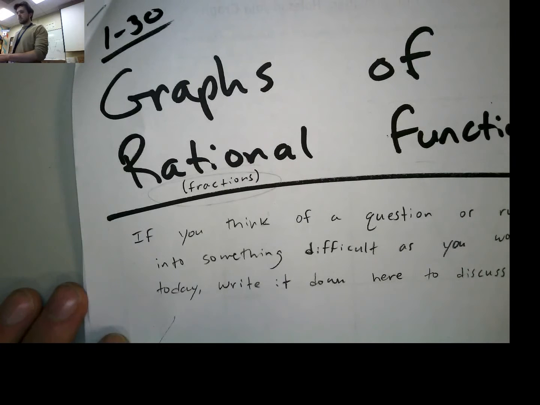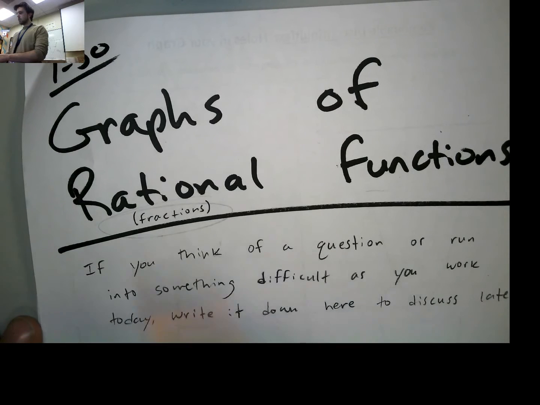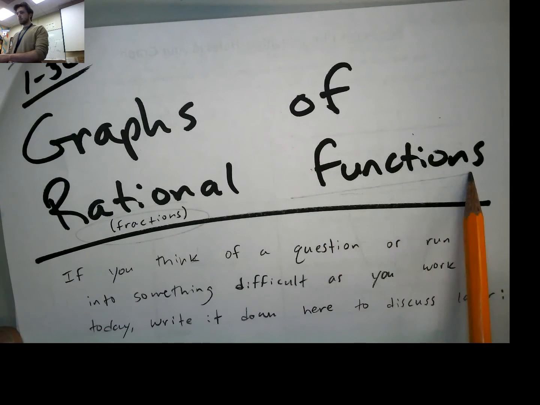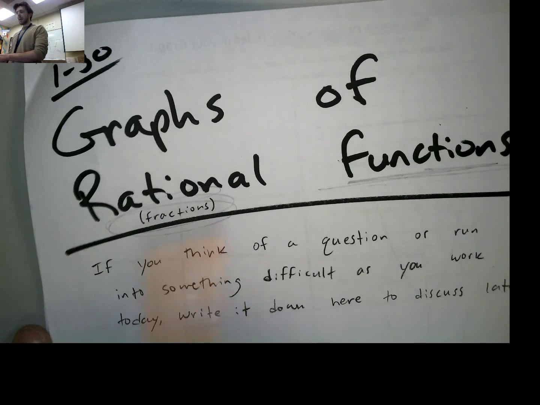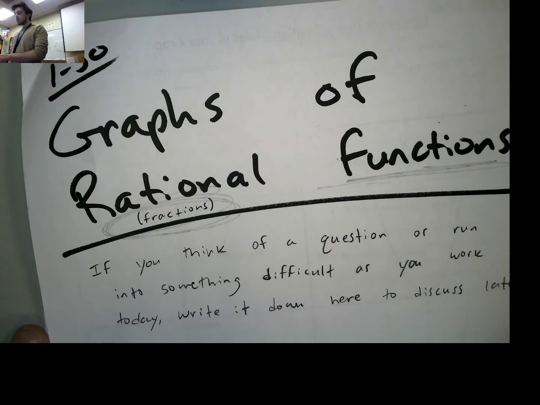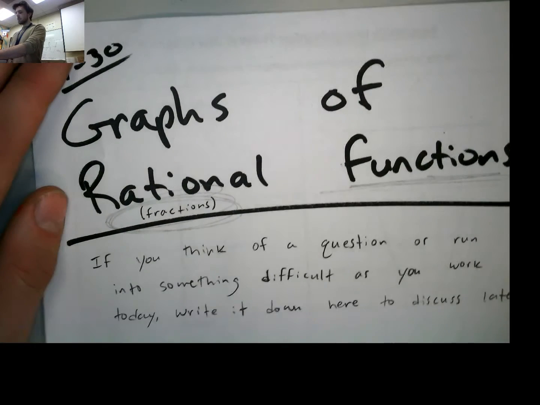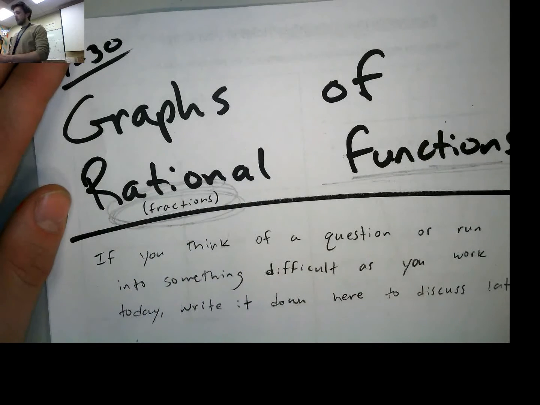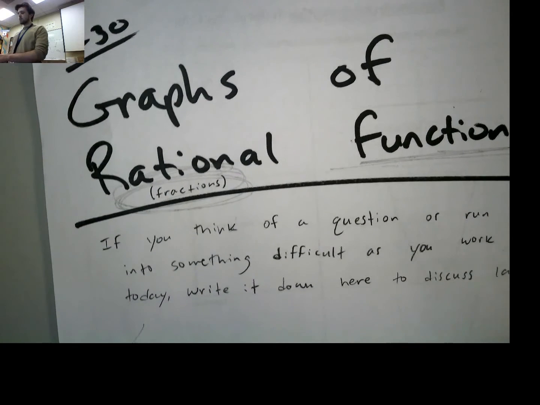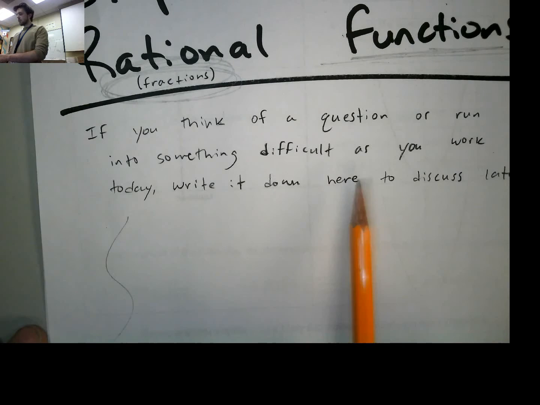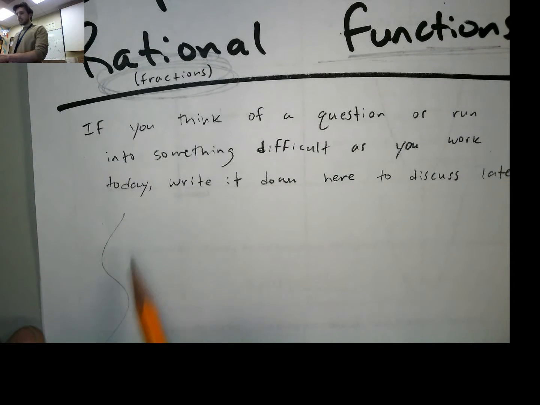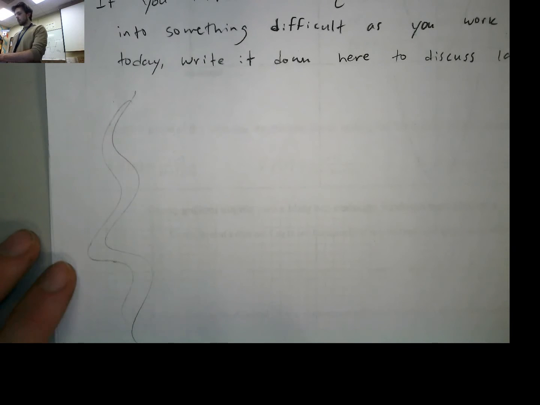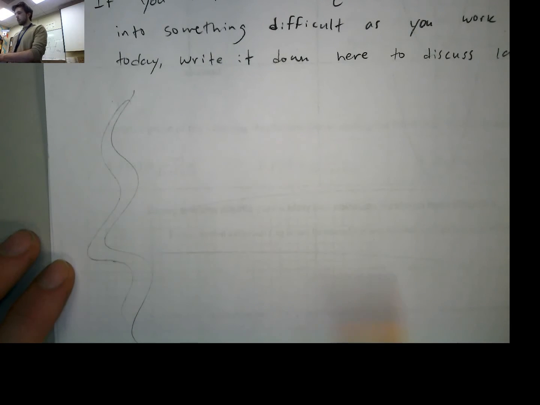We're going to be talking about graphs of rational functions. We're still dealing with functions or polynomials, but rational, aka fractions, okay? So these can be intimidating, but I guarantee you, if you stick with it, they're not that bad at all. Now, as we go, if you think of a question or something pops up that's hard, please take a second to write it down so we can talk about it when I get back, okay? Jot a couple notes down in here or draw a picture, and we'll get to it, okay?